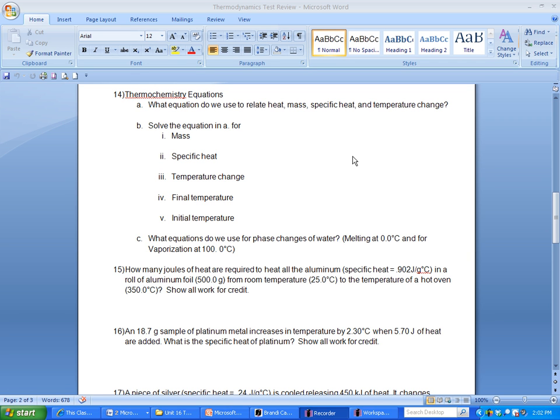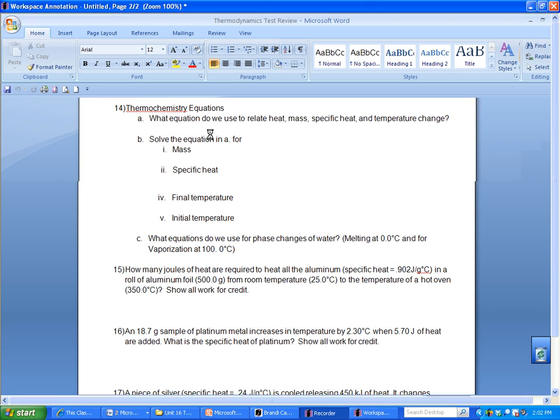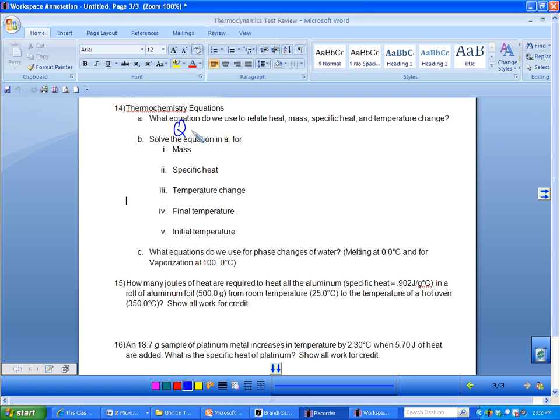All right, here we go, part 2. What equation do we use to relate temperature, mass, specific heat, and temperature change? Well, that equation is Q for heat equals mc delta T.